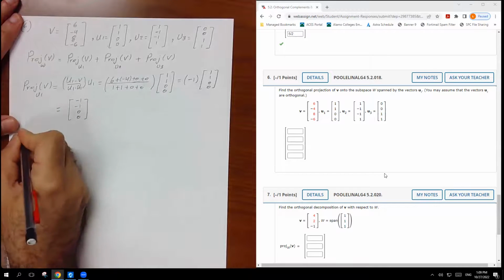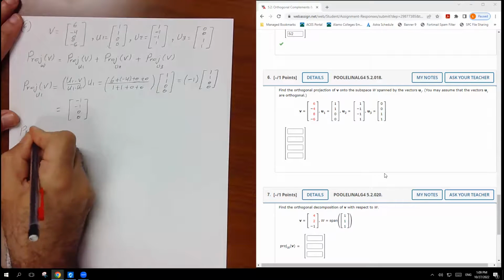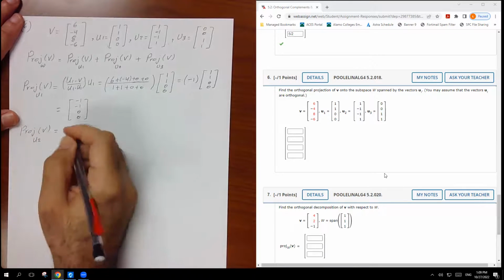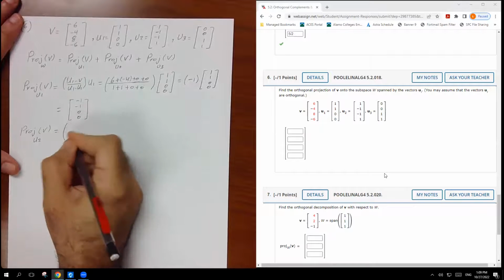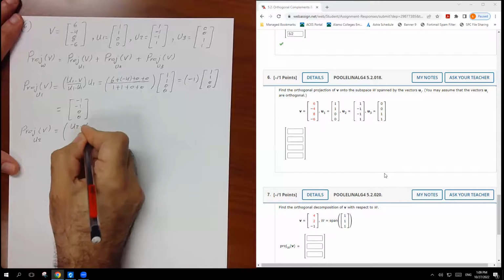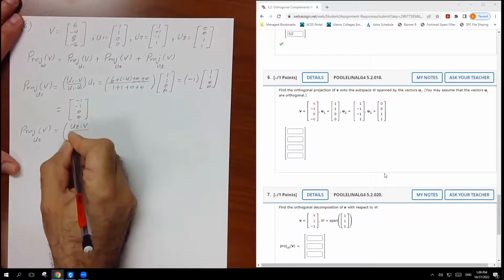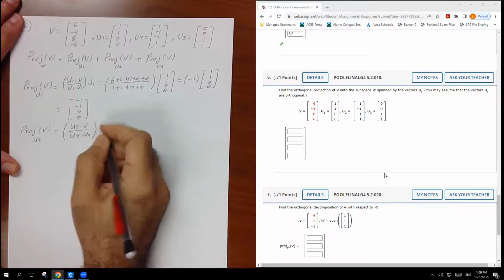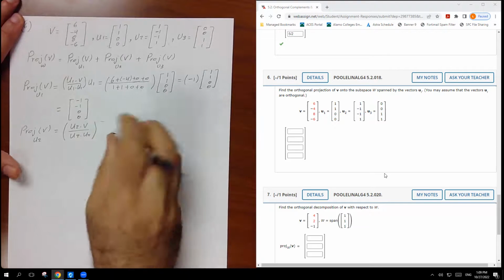Now the second one, we're going to find the projection of V onto U2, which is equal to the dot product between U2 and V over the dot product between U2 and U2, times U2.